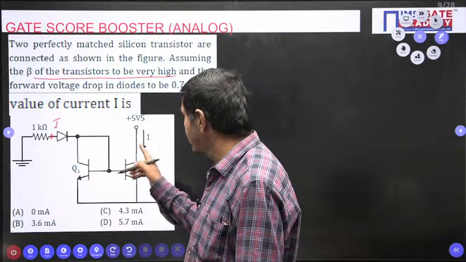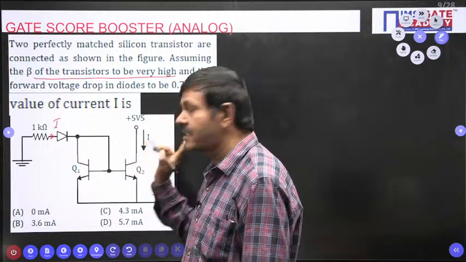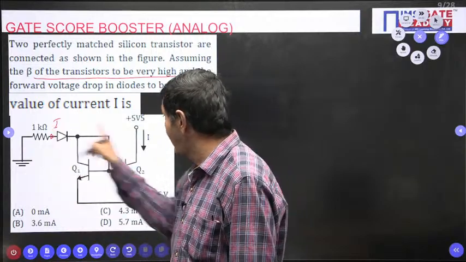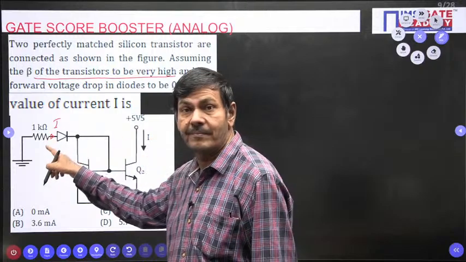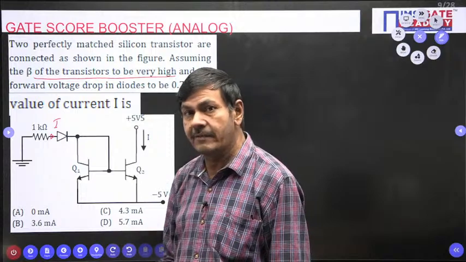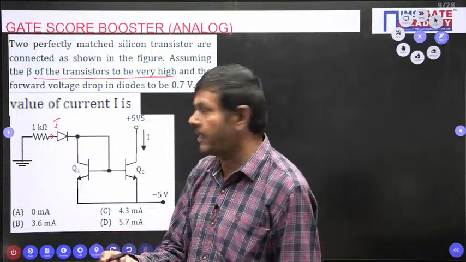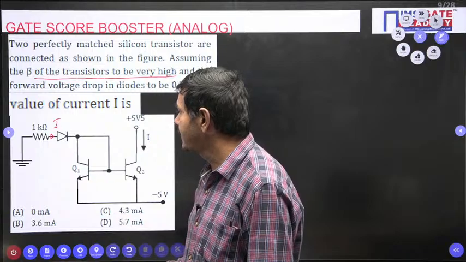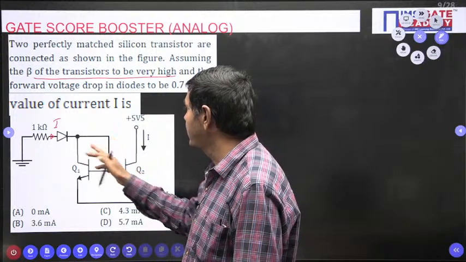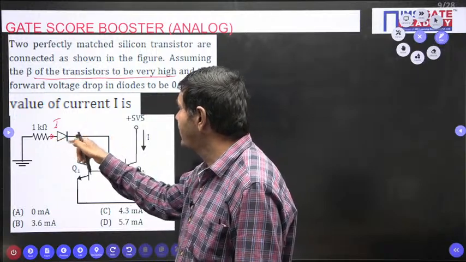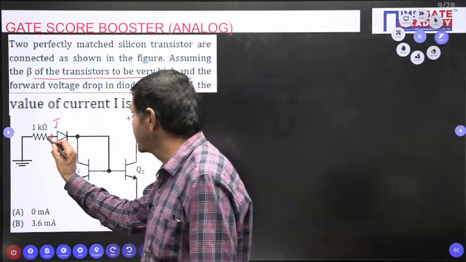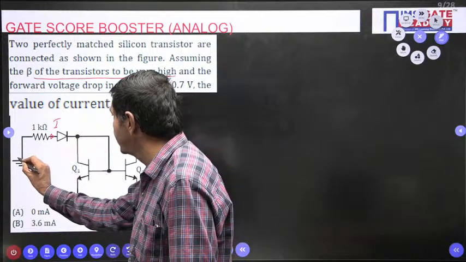But if beta is given, this collector current and this collector current are the same initially, but this current and this current are not the same. Beta is not given as a number in the problem; beta is specified as very large. So the base current is approximately 0, neglected, we will assume. Anyhow, what I wish to say, this current will pass this side, and I will apply KVL in this path.